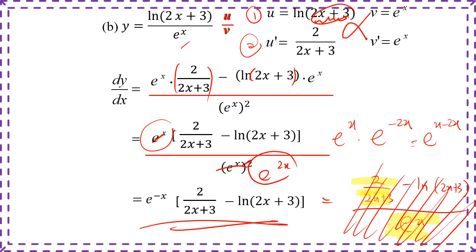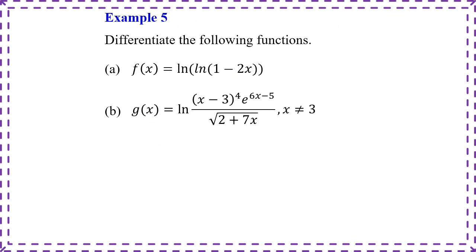Okay, so let's continue. Example 5. Differentiate the following function. For A, we have a function of 2 times natural log of 1 minus 2x. And for B, g(x) is equal to natural log of everything here. Wow, it's really complicated, right? Okay, so let's try together.